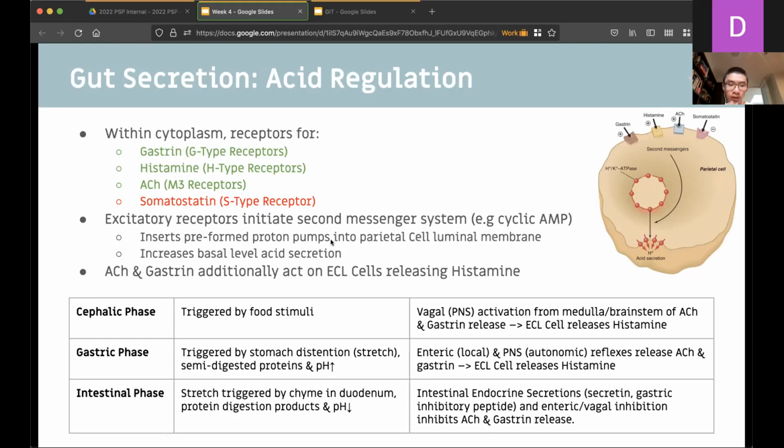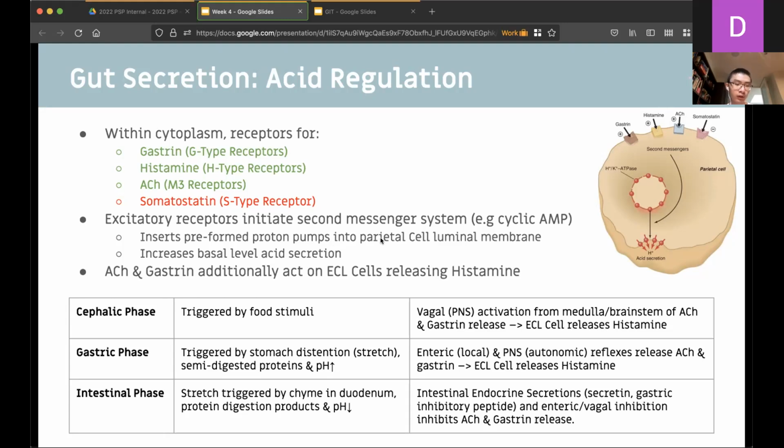So there's three main phases of increasing gut secretion. As you mentioned before, your brain starts to notice when food comes by, so it starts to prepare the gut secretions. So you've got your vagus nerve from your brainstem telling the acetylcholine and gastrin receptors to start releasing some of that, and it triggers the ECL cells to release more histamine to get the acid ready.